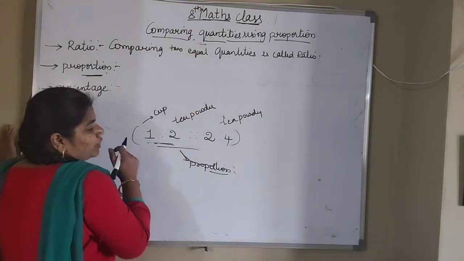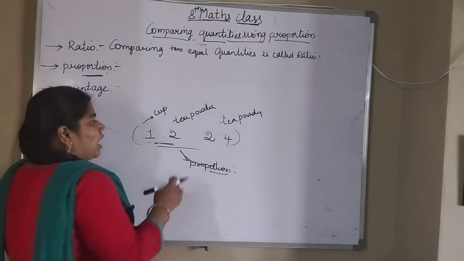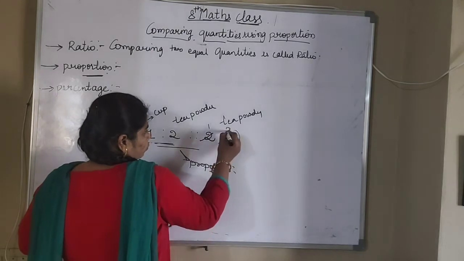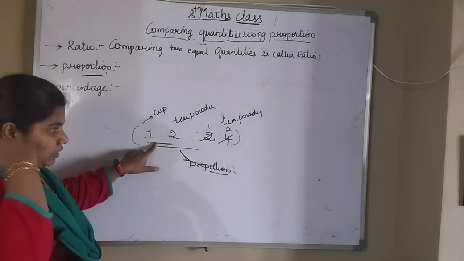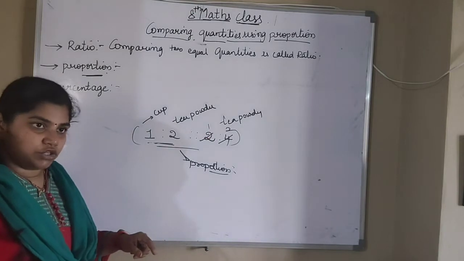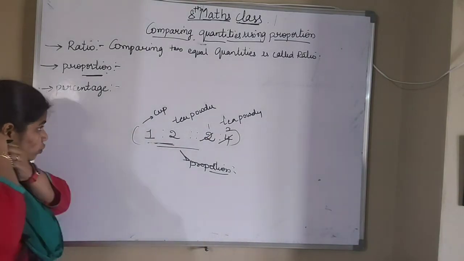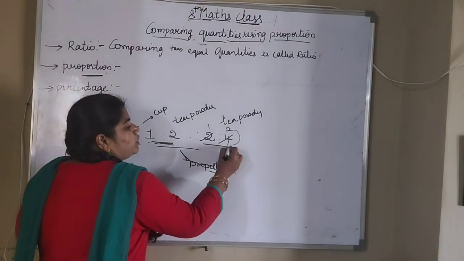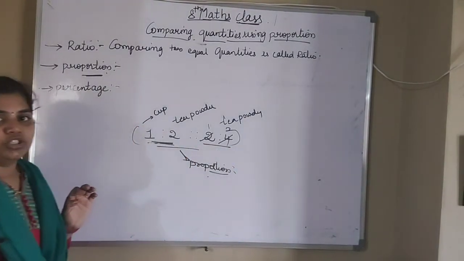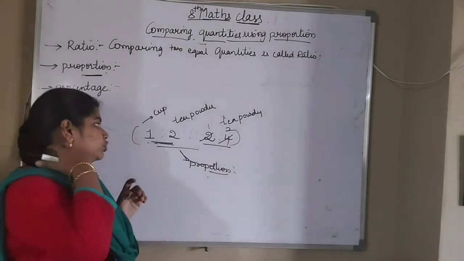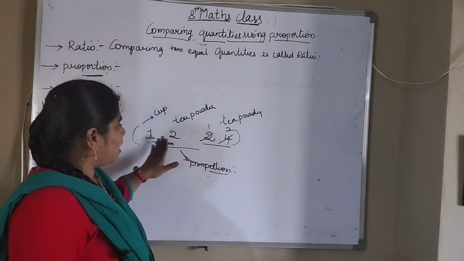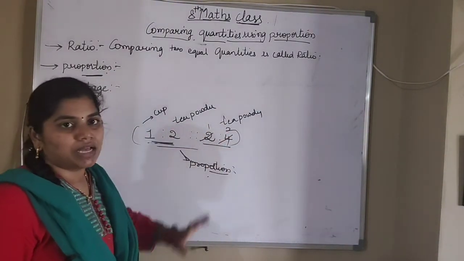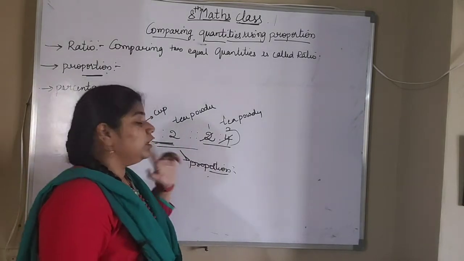1 and 2 will not cancel in any table, and 2 and 4 will cancel in the 2 table. That is 2 1s are 2, 2 2s are 4. So here you got 1:2, and here also you got 1:2. So 1:2 and 1:2 are equal, and you can tell 1:2 and 2:4 are in proportion. Proportion is nothing but when two ratios are equal, we can say that they are in proportion.